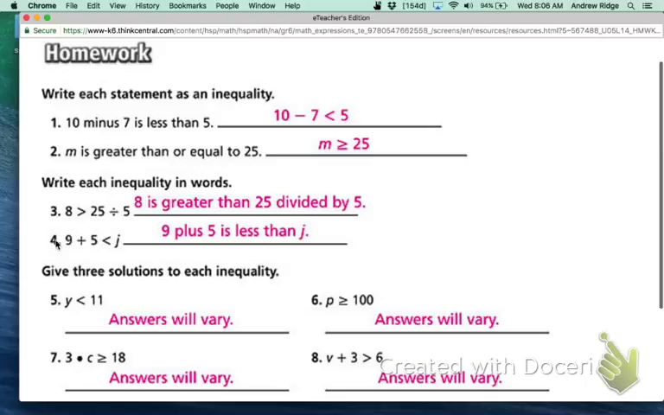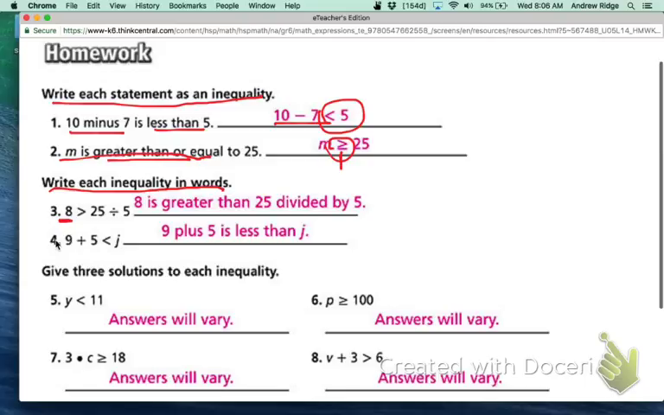Okay, homework 5-14. Write each statement as an inequality. 10 minus 7 is less than 5. M is greater than or equal to, meaning that this has to be underlined, right? Greater than or equal to 25.